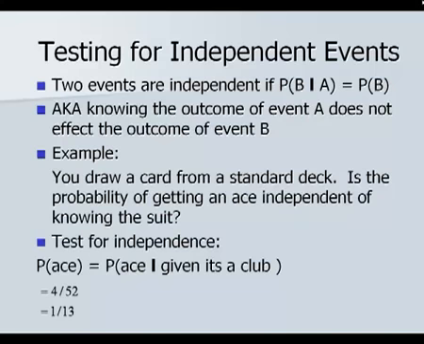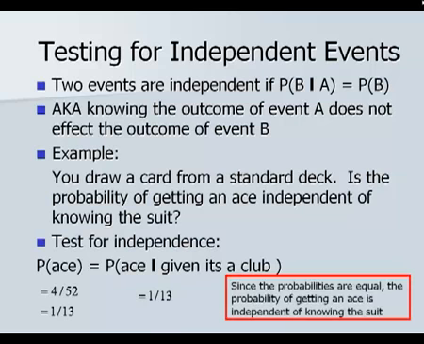Now let's say we knew it was a club. Well, there's 1 ace in all the 13 clubs, so that's still a probability of 1 out of 13. Those probabilities are the same whether we knew it was a club or not. It didn't affect it. Since the probabilities are equal, the probability of getting an ace is independent of knowing the suit, meaning it's not affected whether you know the suit. The probabilities did not change.